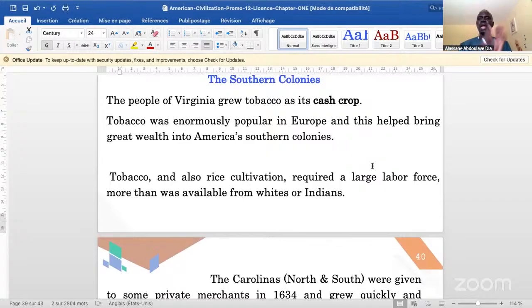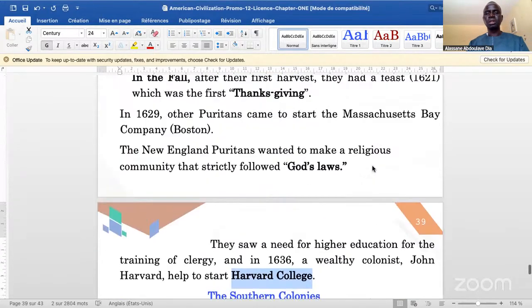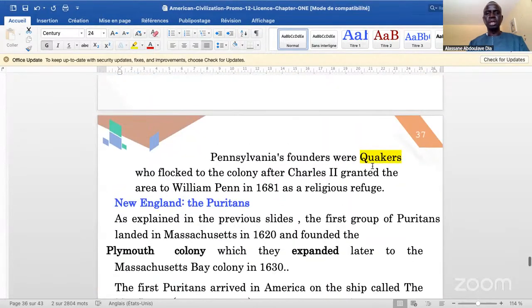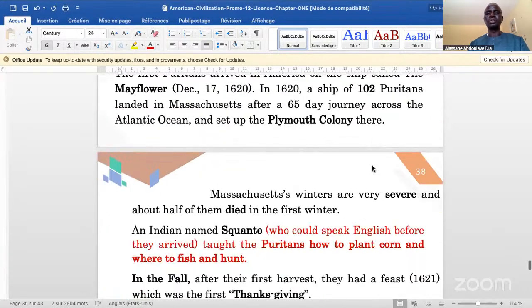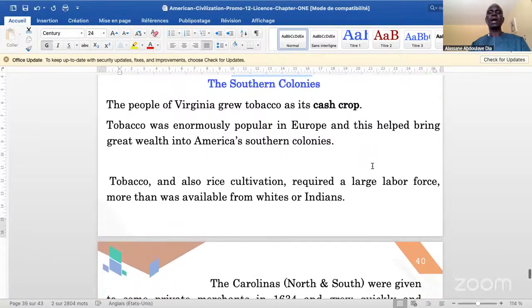And you see now the last colonies. We talk about New England colonies, middle colonies, and southern colonies. Class, when I ask you the three groups of colonies, tell me about southern colonies, tell me about New England colonies, and tell me about middle colonies. Now I finish with southern colonies. I will finish in 5 minutes.